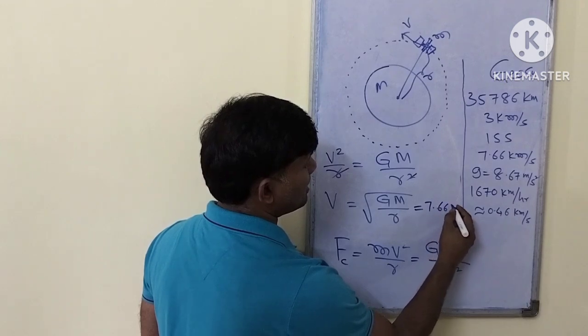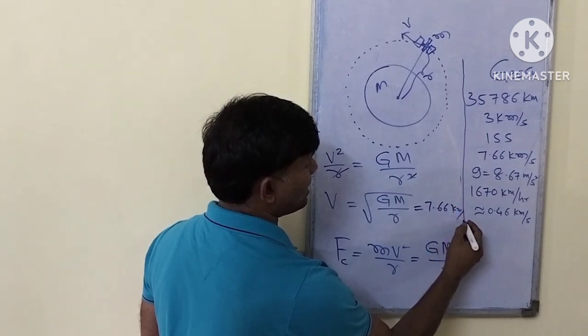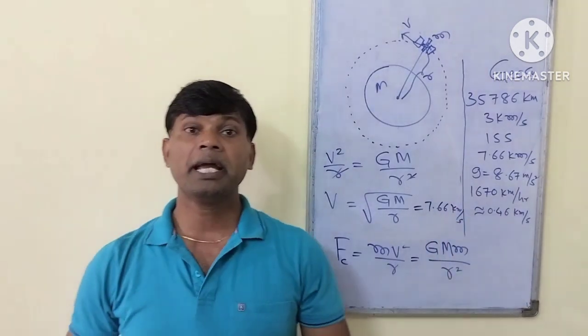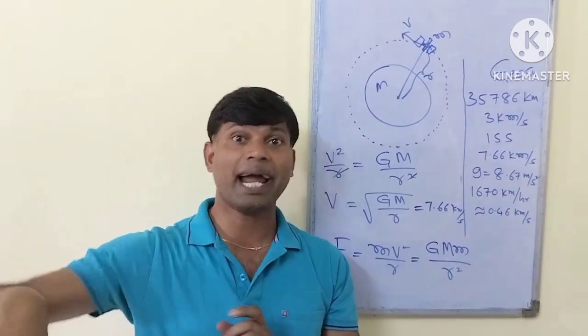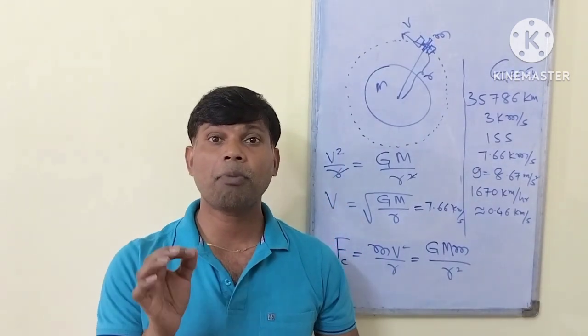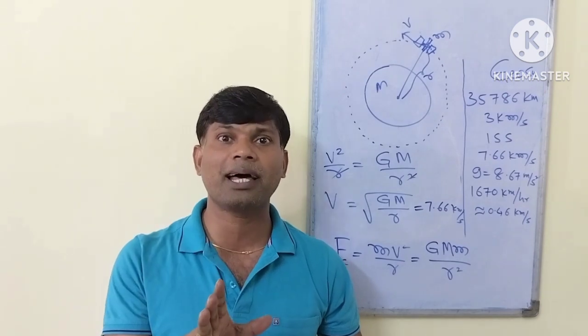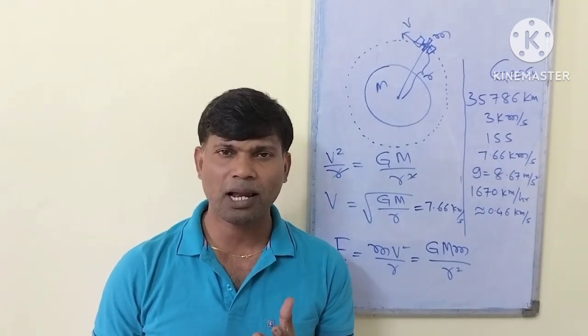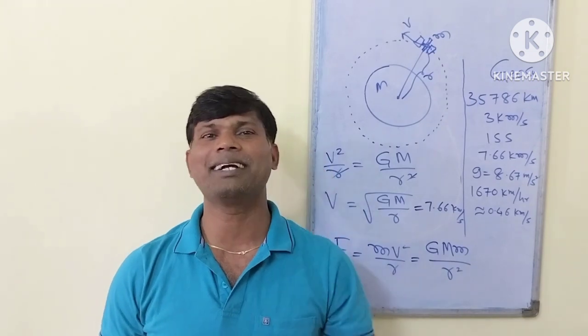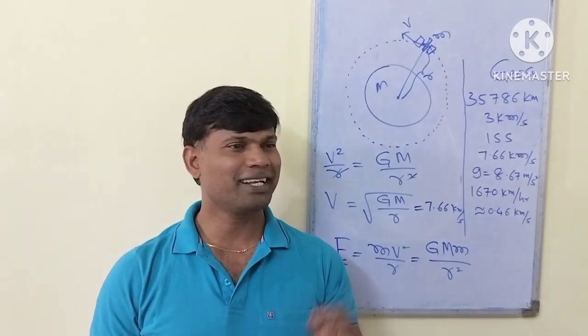7.66 km per second. The International Space Station is moving around the Earth 7.66 kilometer in 1 second. Is it small? It is very big. It is huge.